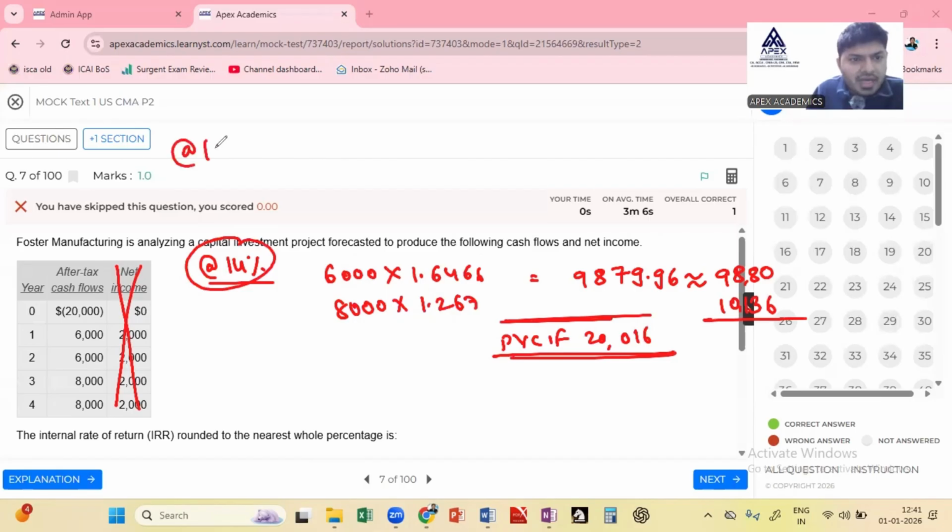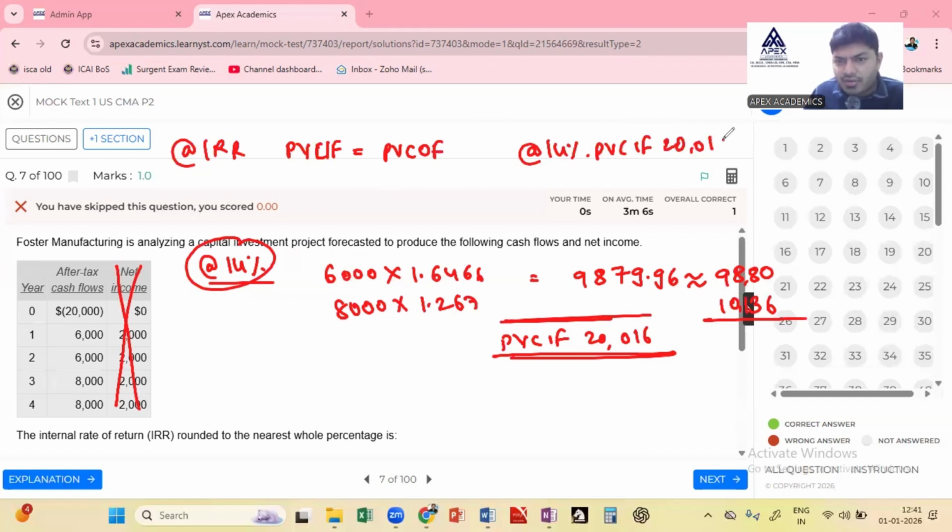So always remember, I am repeating, at IRR, present value cash inflow is equal to present value cash outflow. They have to be as close as possible. At 14%, what is my present value cash inflow? So the answer is 20,016. Now I'll do the same calculation at the rate of 12%.